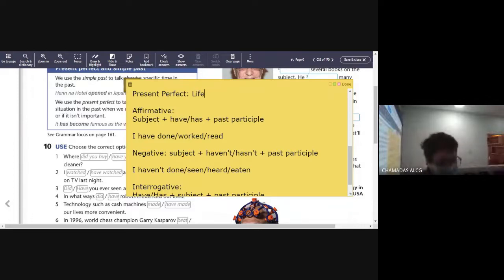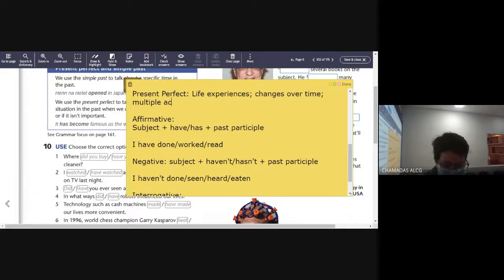Now, present perfect. When do we use the present perfect? Life experiences. The third one? Multiple actions in the past. Yes. But like what, for example, in a sequence? I have gone to the bank twice today. Okay. So multiple actions. And the action started in the past.